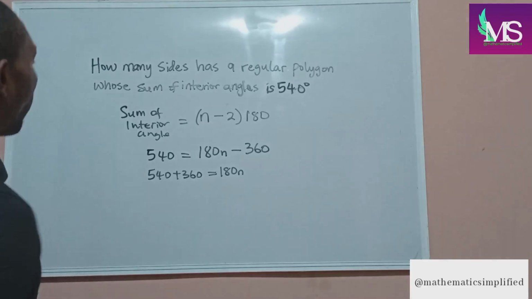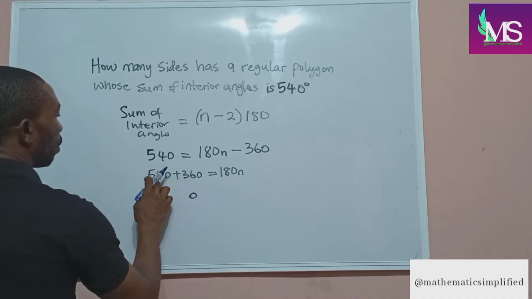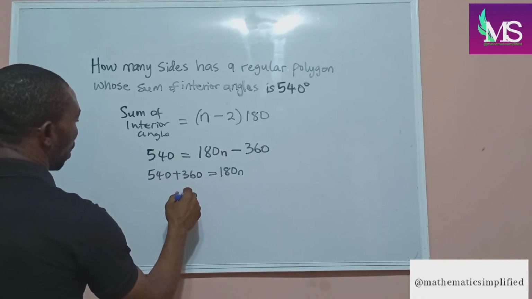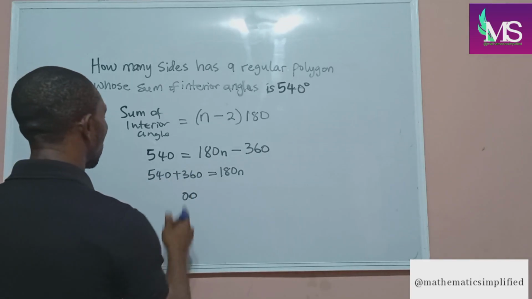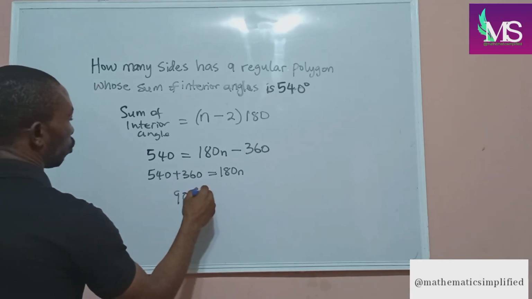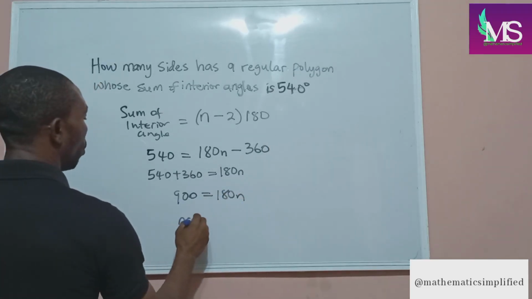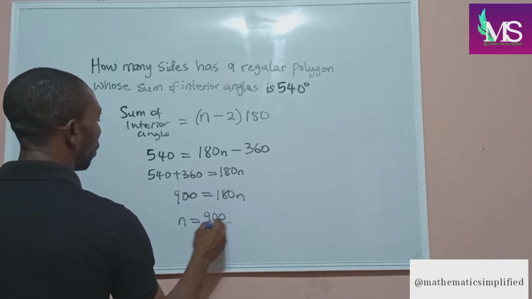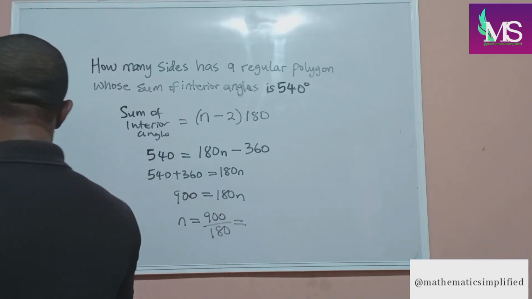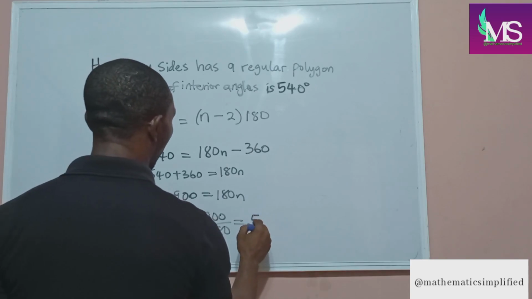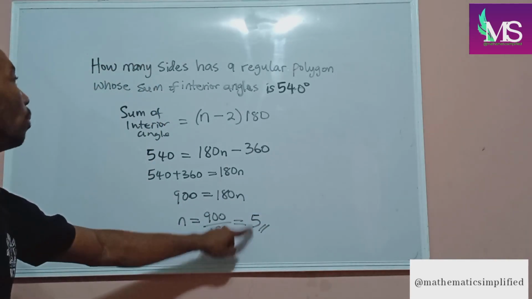Now 540 plus 360: 0 plus 0 gives us 0. 6 plus 4 gives us 10, write 0, carry 1. 5 plus 3 plus 1 gives us 9. So 900 equals 180n. Our n becomes 900 divided by 180, and 900 divided by 180 gives us 5. So the value of n will be 5.